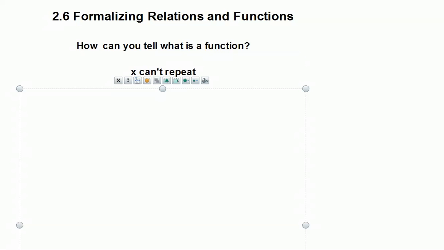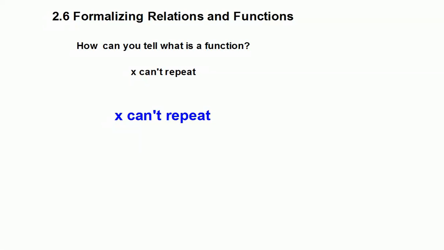X cannot repeat. Let me repeat that. X cannot repeat. What I'm talking about is that the X values cannot repeat themselves. If you see an X repeating on a graph, on a table, or in a set of ordered pairs, that tells you that it's not a function. So X cannot repeat. Let's go ahead and look at example 1 so you can see how this works.